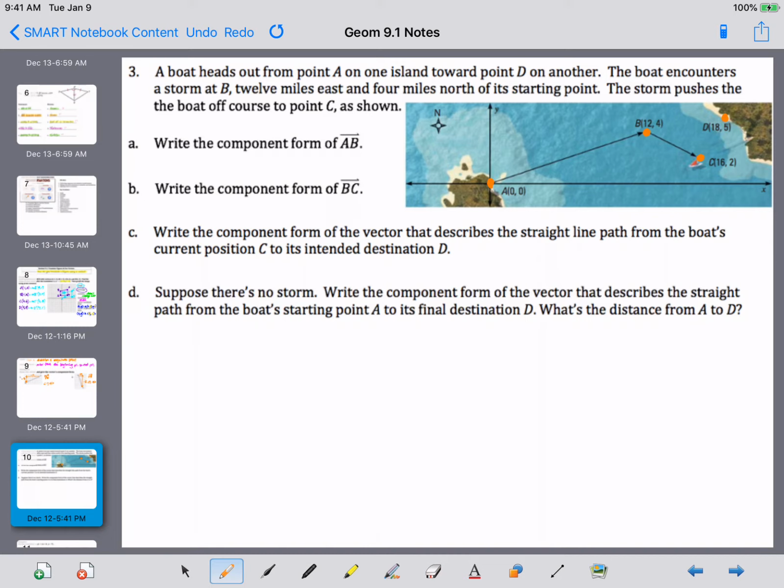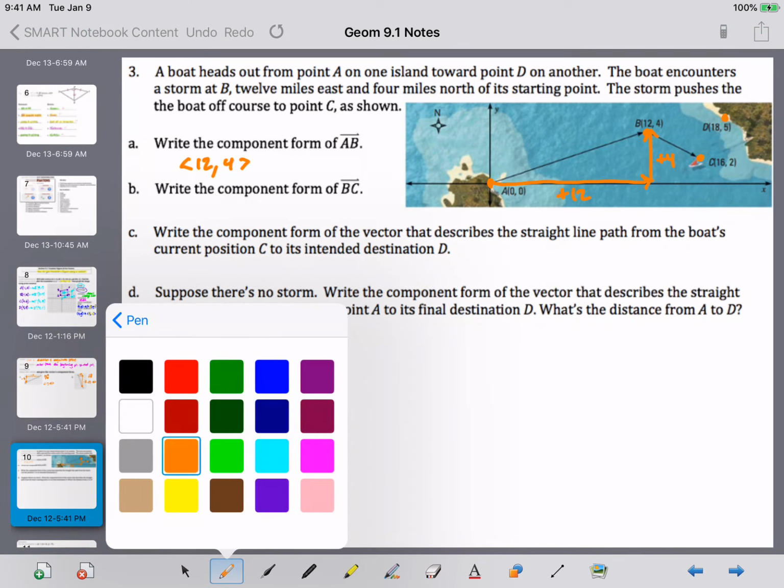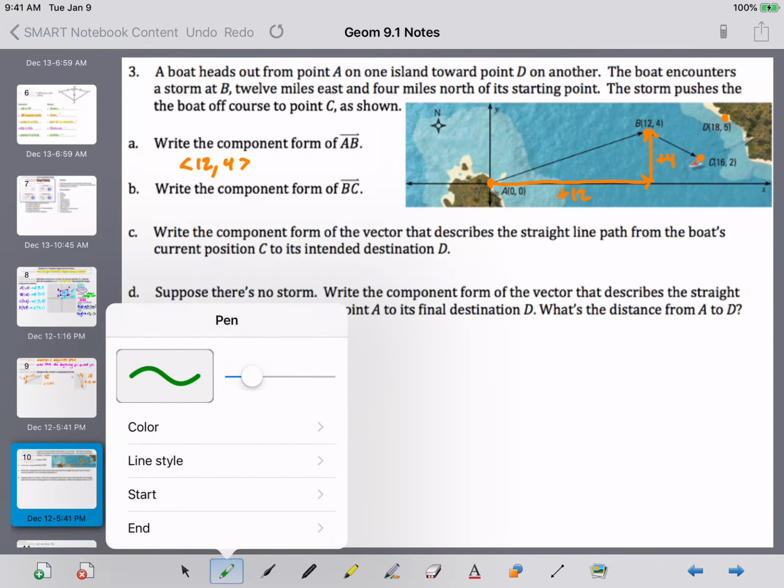So we've got to help them figure out how to get back on course. Let's look first at the component form of vector AB. Notice to get from A to B, we had to go to the right 12, positive 12, and then they went up 4. So <12, 4> would be the vector component form. And let's look at how about from B to C. So I'm going to grab a new color here. Let's do green, sure.